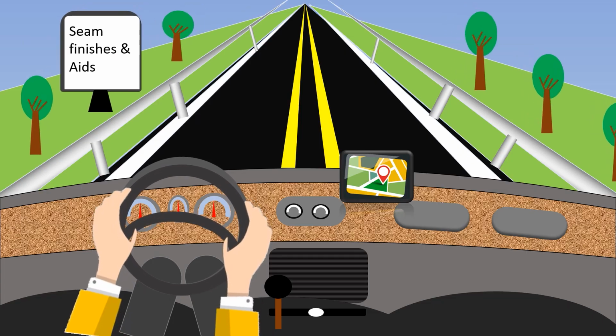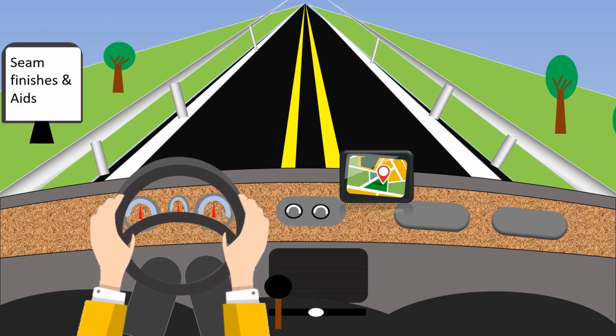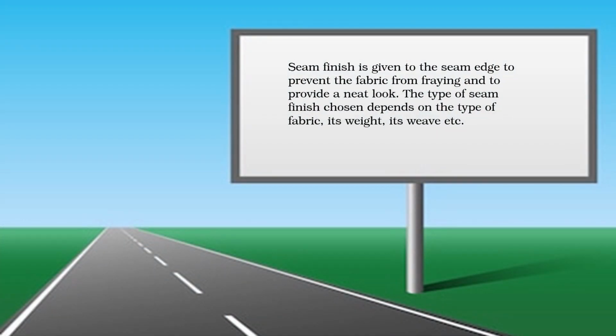Let's move forward to the next topic, seam finishes and aids. Seam finish is given to the seam edge to prevent the fabric from fraying and to provide a neat look. The type of seam finish chosen depends on the type of fabric, its weight, its weave, etc.